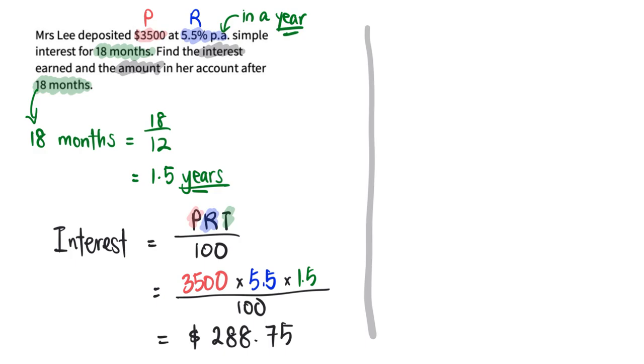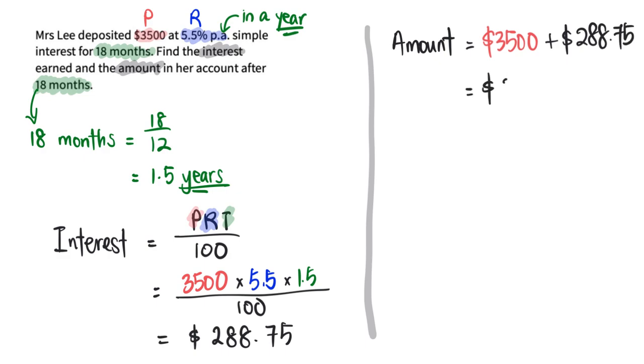And thereafter, the total amount. At first, she has 3,500. She earned $288.75. So the amount later on will be equal to the previous 3,500 with the addition of the interest earned. Her amount will now become $3,788.75. We have come to the end of this question. Let's move on to the next question.